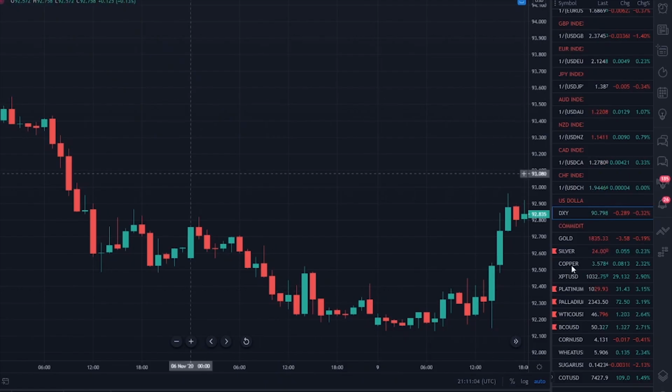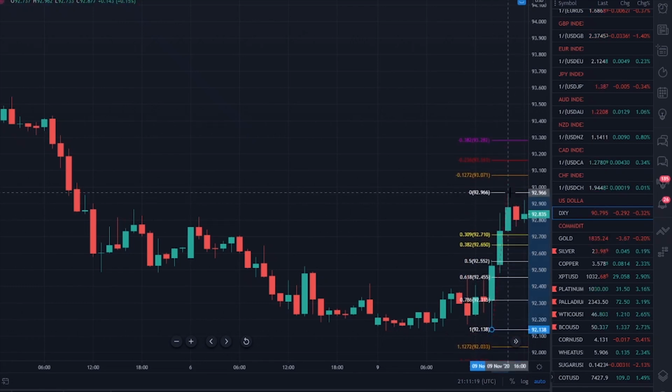So again, it's the same as before. We've seen this leg occur, and then we've started to see some sellers come in. Very mild selling, but we've established that this might now be a swing point. So we're going to come here and we're going to measure our fib.